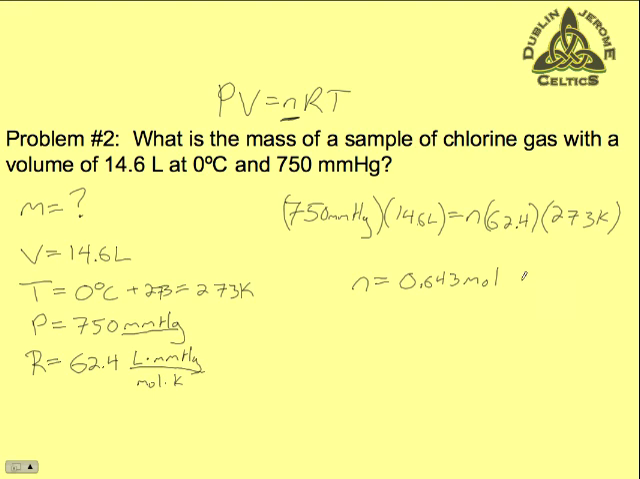Why do I need chlorine gas in there? It's just moles, right? Yeah, well, we need to find the mass, though, and we need to use the molar mass of chlorine. Oh, because I've got to convert moles to grams. Yeah. This is a molar mass problem. This is where you need your periodic table.